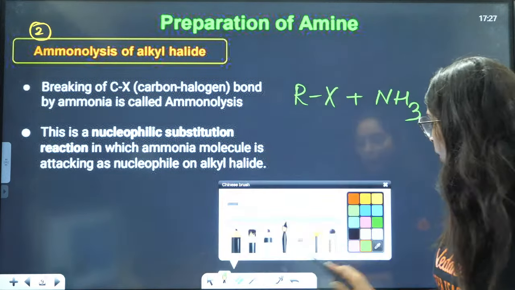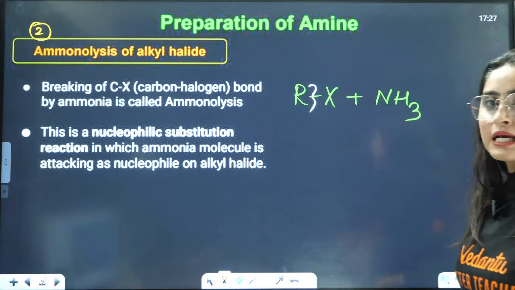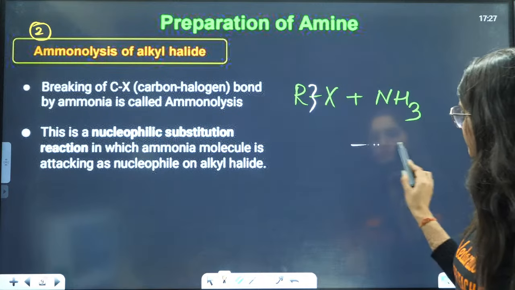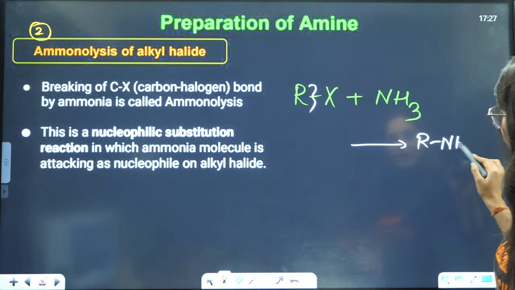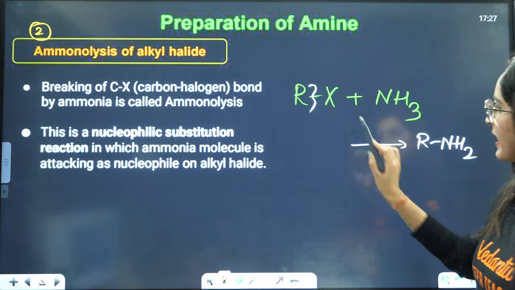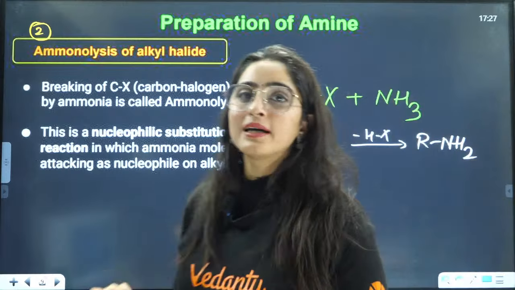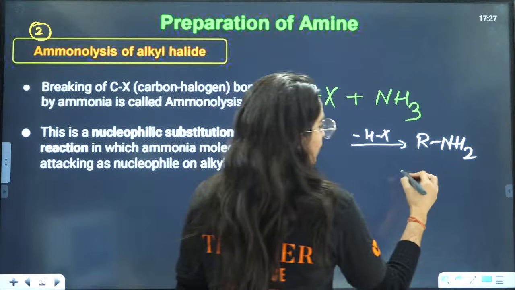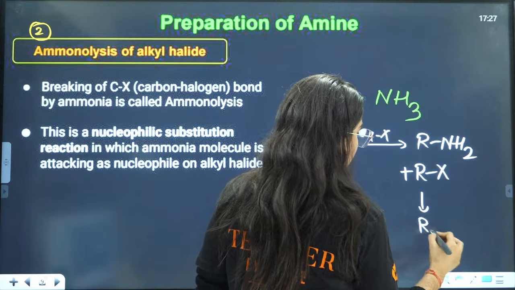So this bond will break here, and this R will get attached to this ammonia, NH2, and this H will get attached to the X. So what will be released here? HX will be released. Again, if you add one more RX here, then again you will have R2NH.